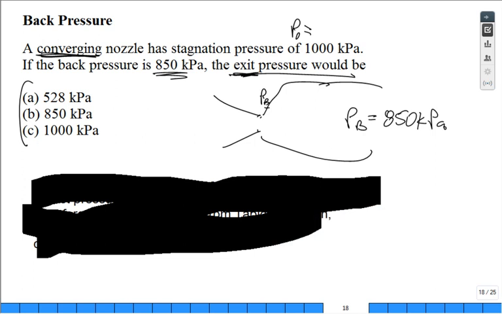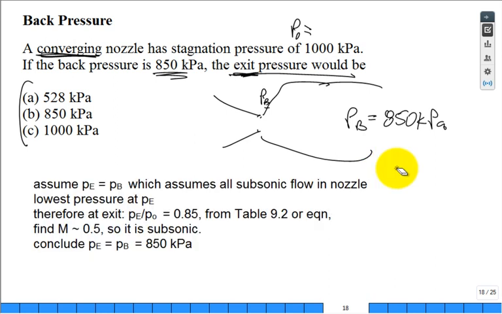So let me pick it up here. We'll shut it down. And this is a little complicated, the way you would go about answering it. You would say, okay, what I'm going to do is assume the exit pressure is the back pressure, right? Which basically says that the flow is subsonic through that converging nozzle. And then the lowest pressure would be the exit pressure, because this is the stagnation pressure back here at 1,000 kilopascal. Therefore, at the exit, the exit pressure divided by the stagnation pressure is 0.85.